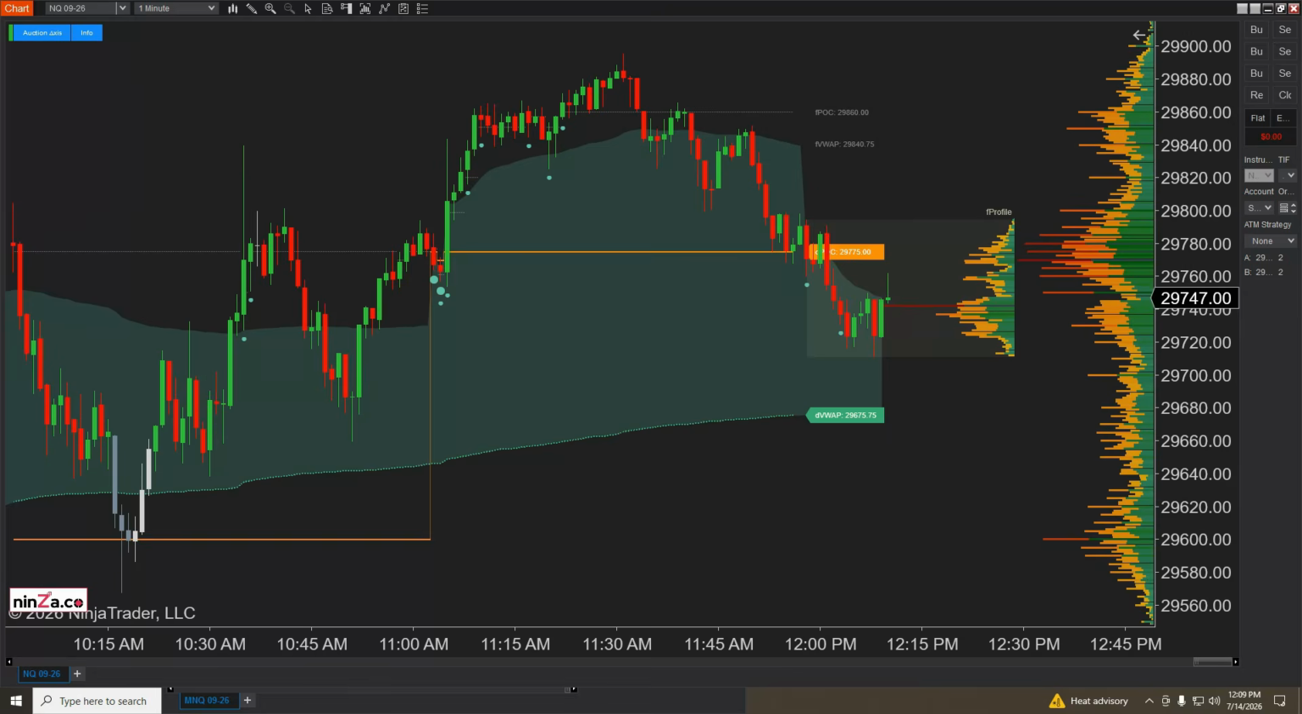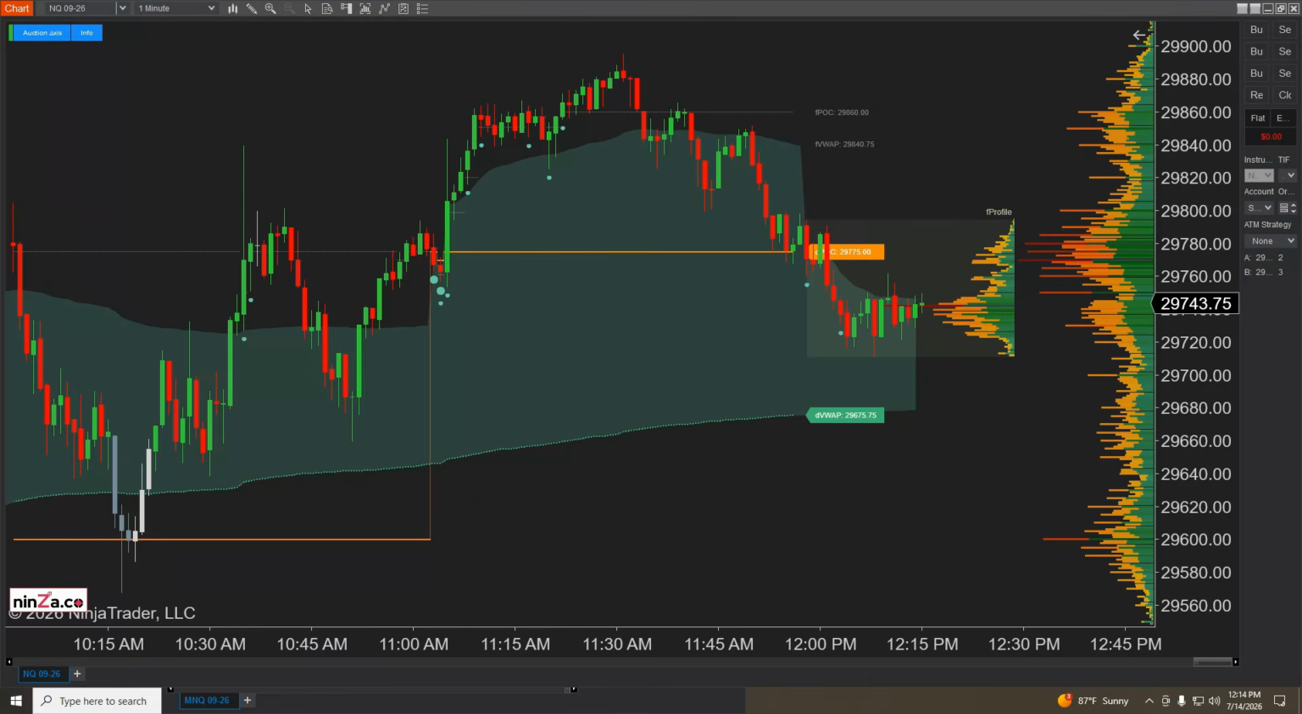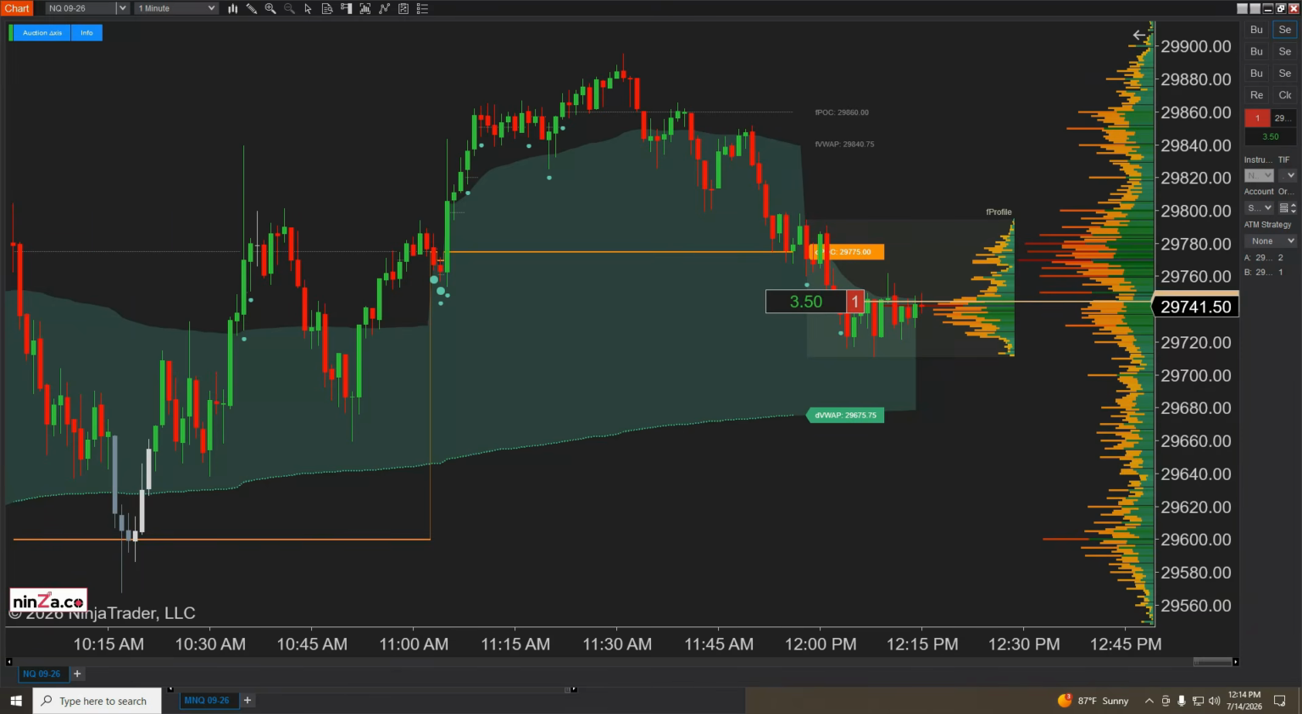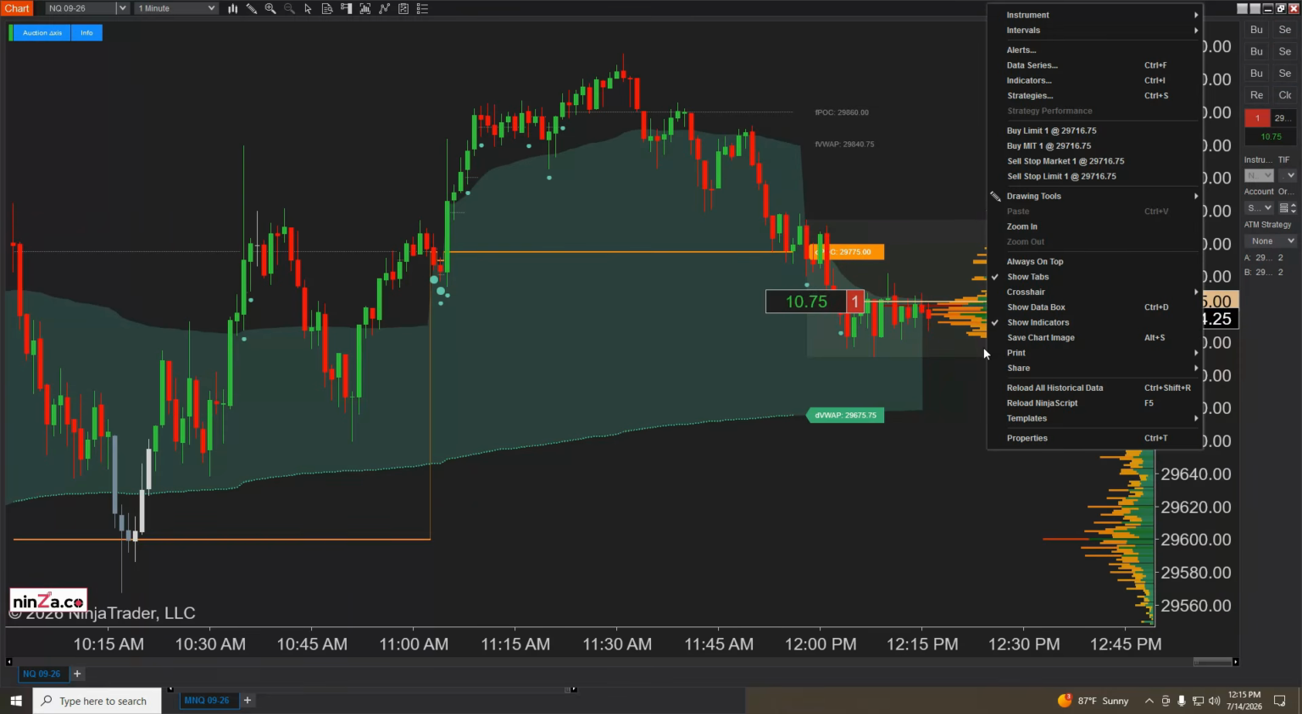Alright, so here price is below the point of control. It looks like it's failing, which means it should come down toward the bottom of the structure. So I am taking a short with the idea that the target would be at the bottom of the structure.